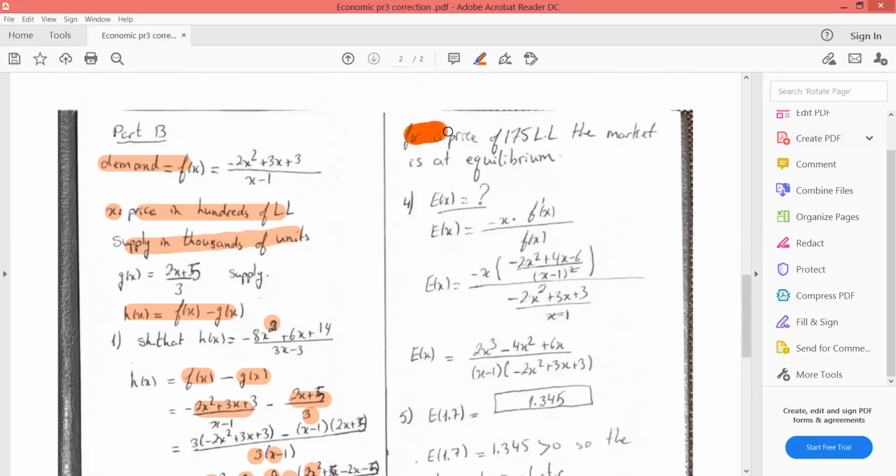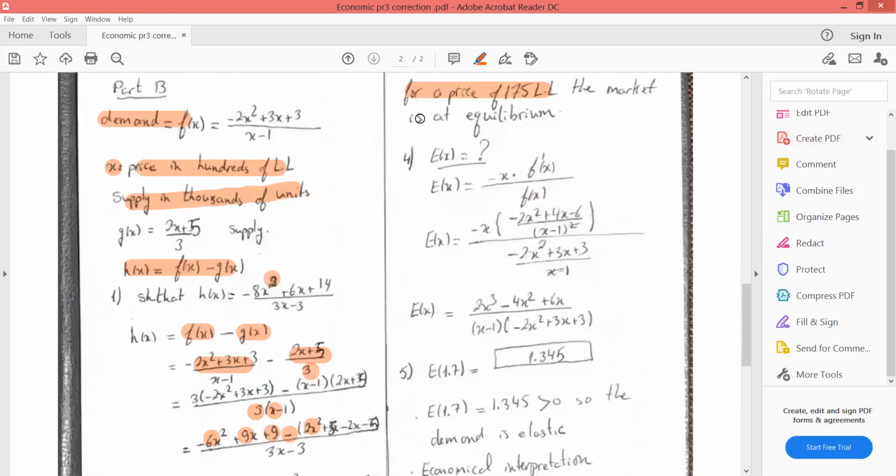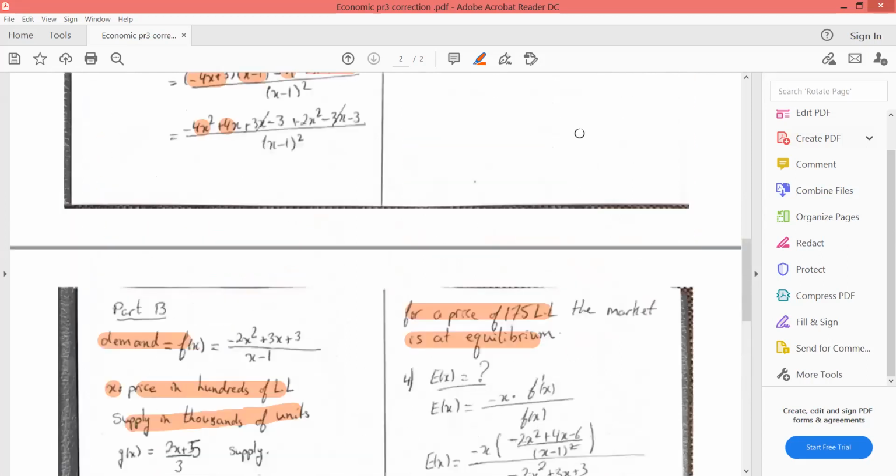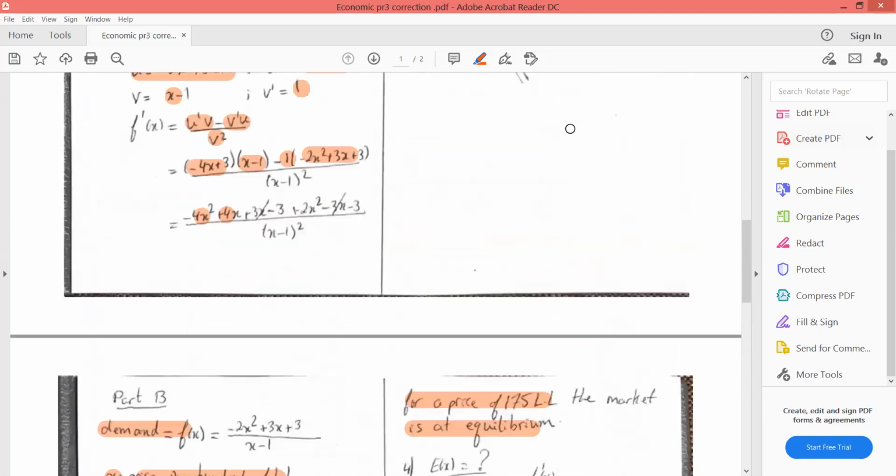So, for a price of 175 Lebanese lira, the market is at equilibrium. Now, what's the rule for elasticity? Part 4, find the elasticity. What's the unit? What is the rule for elasticity?